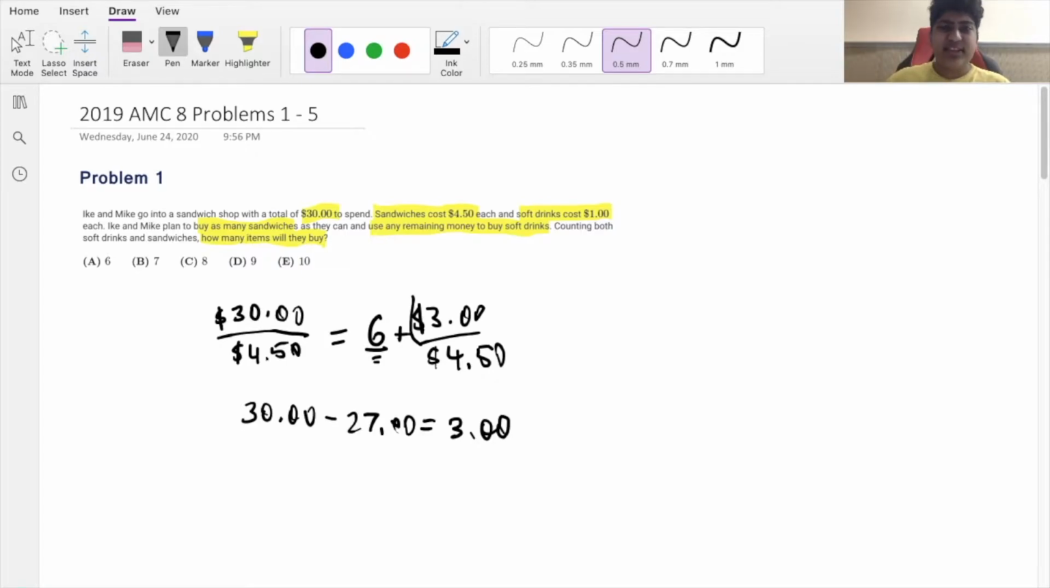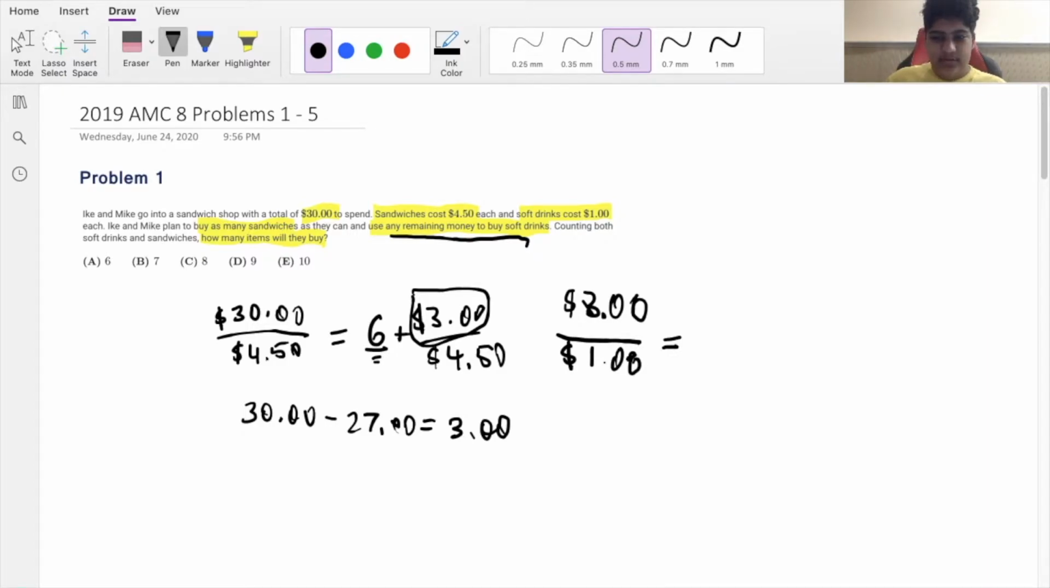So now, what do they do with these $3? Well, they use any remaining money to buy soft drinks. So they have $3, and it costs $1 per soft drink. So again, we just divide. This gives us 3 soft drinks.